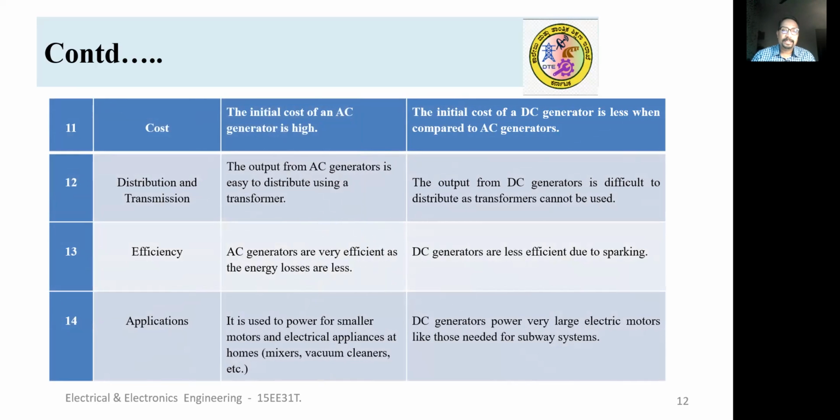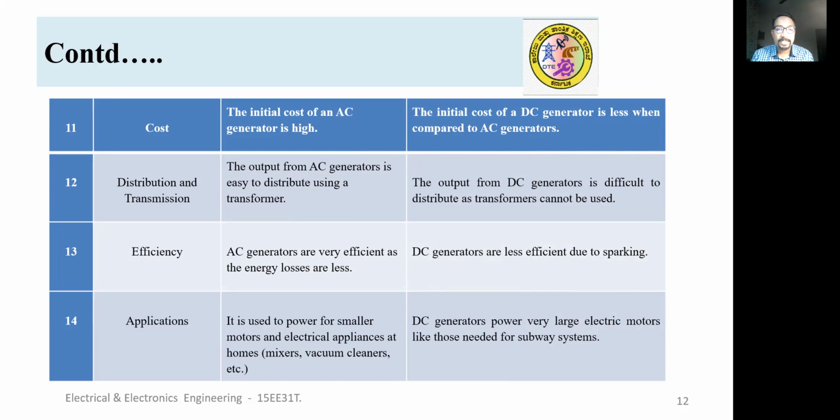Regarding cost, the initial cost of the AC generator is high because in an alternator we are producing voltage at a very large scale. So the initial cost of the alternator is very high, but remember, running costs are less compared to the DC generator. In the case of a DC generator, the initial cost is less, but the running cost is large because of the maintenance of the commutator and the brushes.